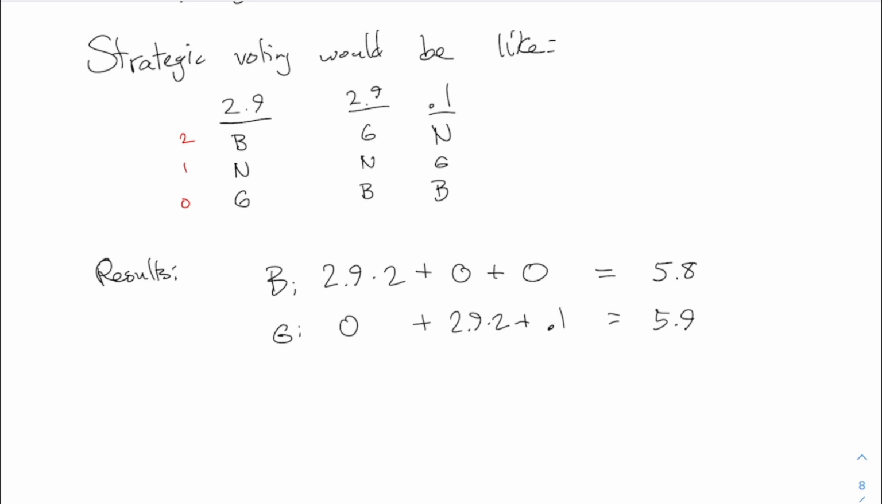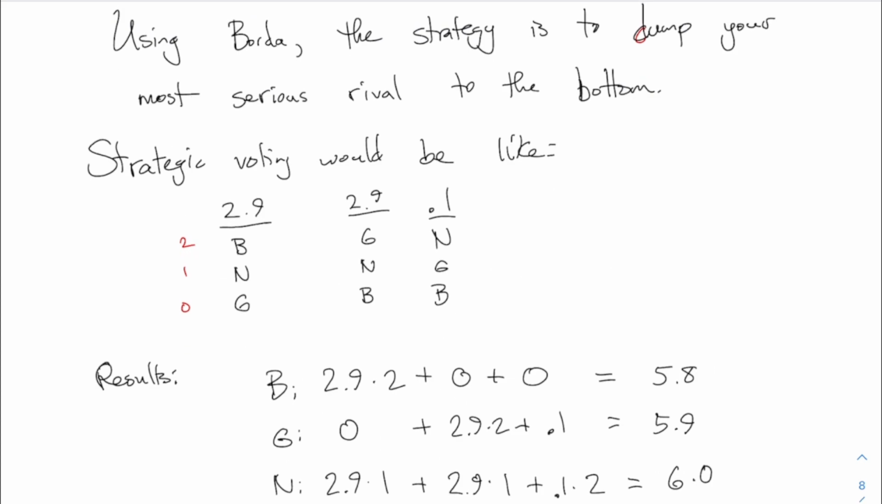And then the Nader, we always got to consider the Nader. That's a 2.9 times 1 in the first column, plus a 2.9 times 1 in the next column, plus a 0.1 times 2. You add this up, it's an even 6.0, and the winner is Nader. Can you believe it? No one ever expected Nader. Nader wins.